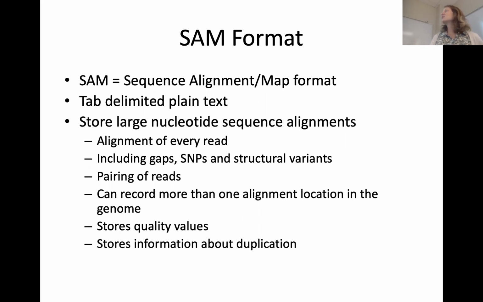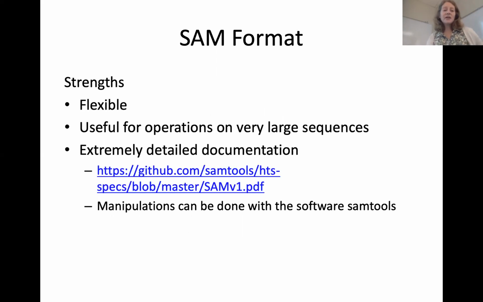It can store information about more than one alignment location in the genome. So if you have a SAM file, it can have reads mapped only to the best location, or reads mapped to multiple locations, and it's very flexible. It stores quality values for the reads, and it stores information about duplication. So if reads are in multiple locations, it has that. The strength of the SAM file is that it's very flexible. It can store, as I mentioned, lots and lots of different kinds of information, but it's also fairly efficient. So it's useful for operations on very large sequences.